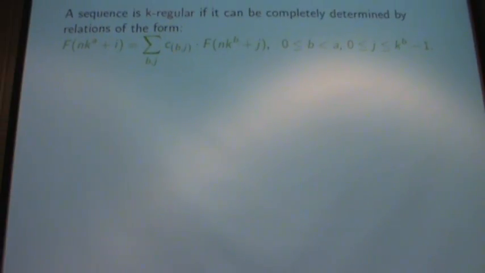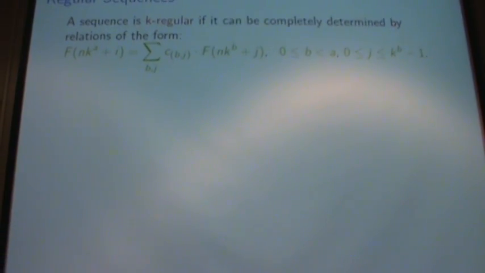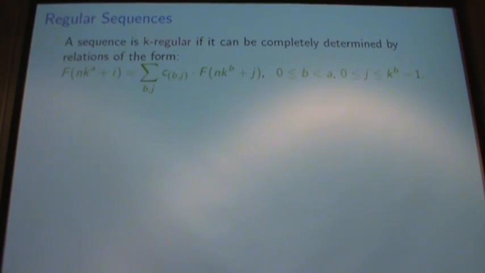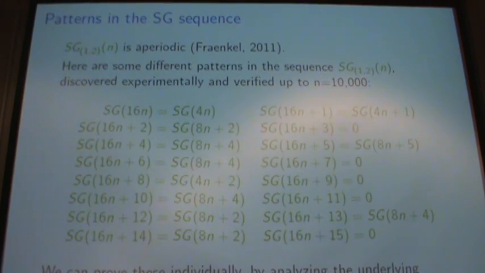which is k-regularity. So we say that a sequence is k-regular if, when we look at the residue class modulo some large power of k, when we look at f of n times k to the a plus i, some residue class, we can write that as a linear combination of residue classes modulo smaller powers of k. And that's exactly what we had here. Let me just flip back for a second. We had residue classes modulo large powers of 2, modulo 16, all in terms of residue classes modulo small powers of 2. So our sequence is 2-regular.